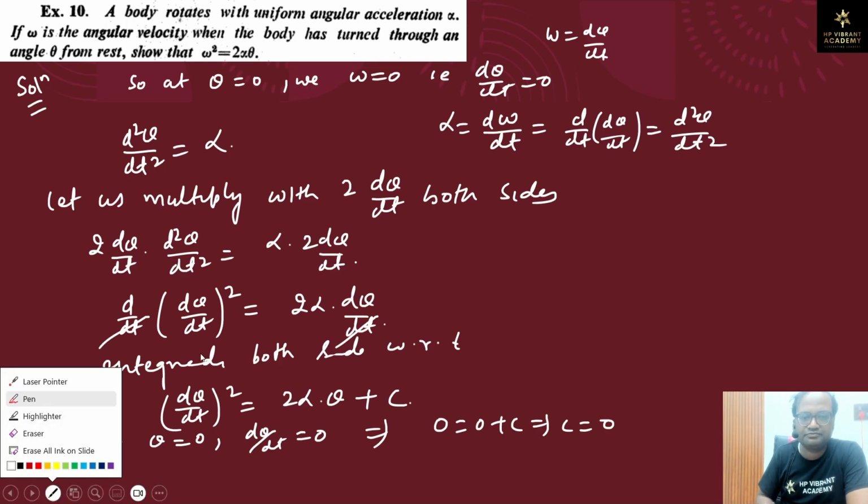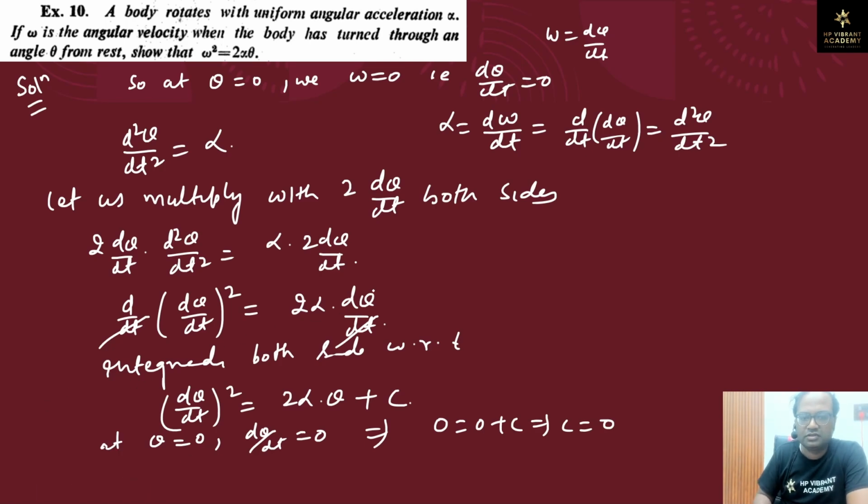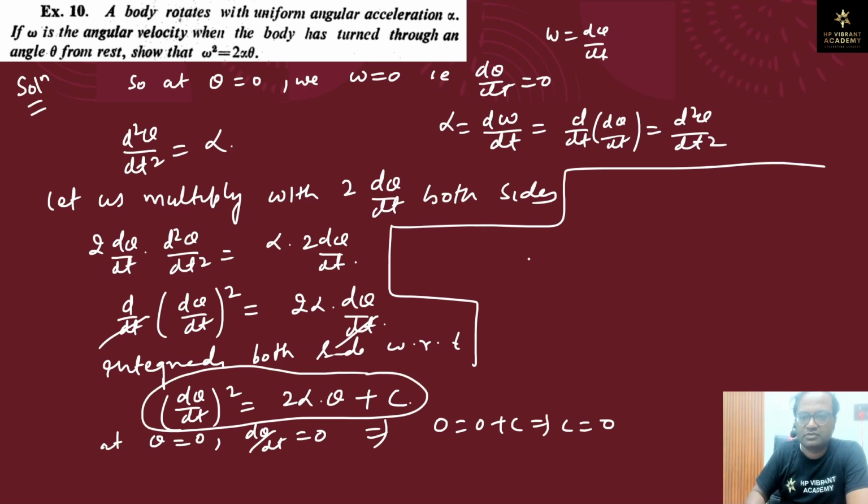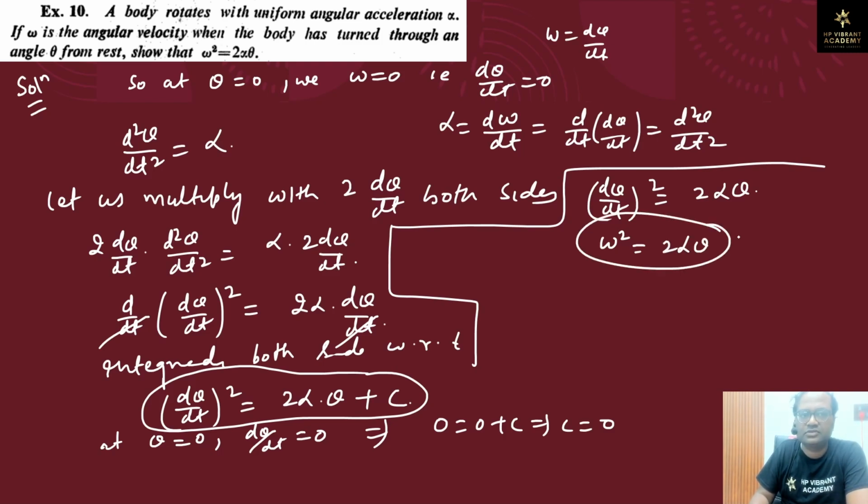So this equation becomes (d theta upon dt) whole square is equal to 2 alpha into theta. So this is omega square, where omega is equal to d theta upon dt. So omega square is equal to 2 alpha into theta. This is the required expression that we have to show.